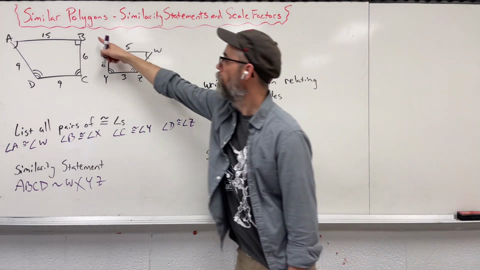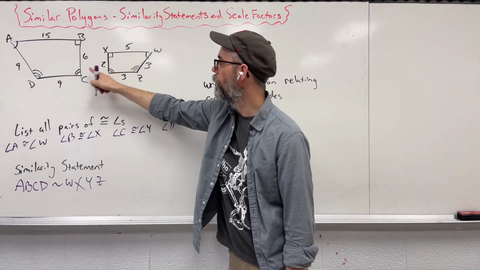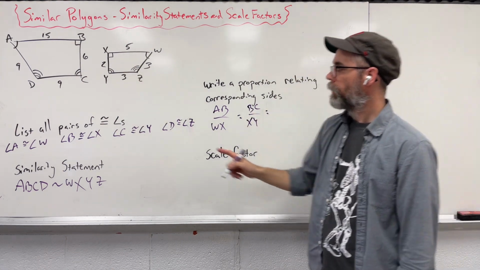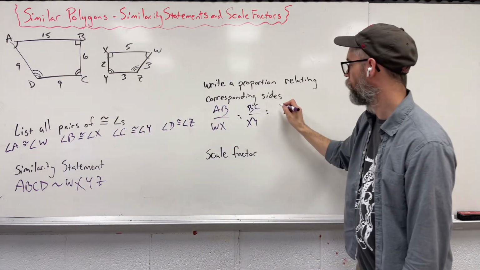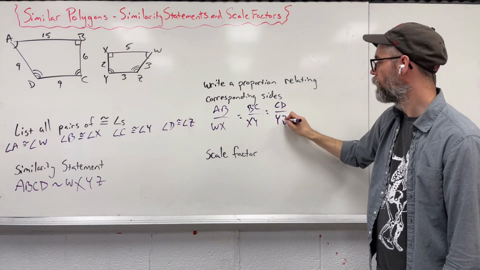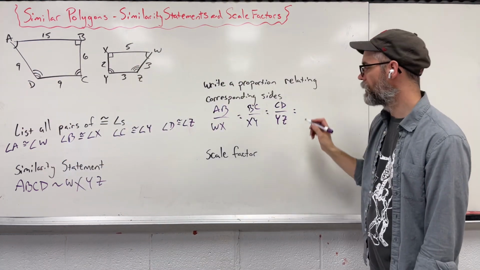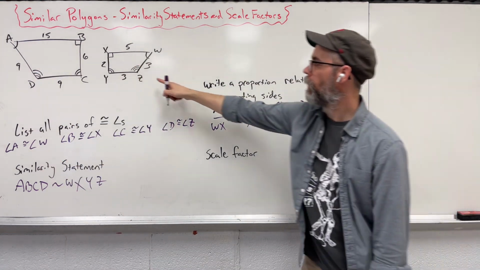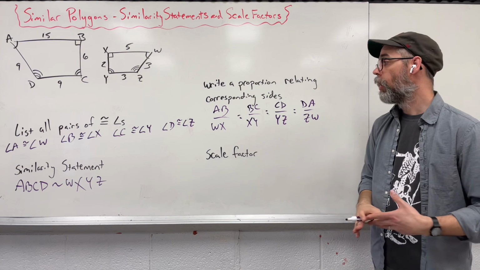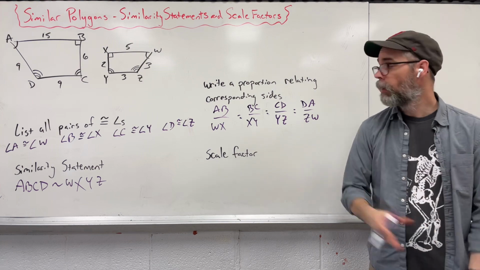AB over WX. Let's do B to C, which matches up with box to 2. Let's go from box to 2, XY. Let's go from C to D, so 2 to 3. 2 to 3 will be Y to Z. And then we have one more, and that's going to be 3 back to 1. 3 arches to 1 arch, D to A. And 3 to 1 will be Z to W. So here's all of your proportions. Now we're saying that they're equal to each other. And if I told you that they're similar, they have to be similar.